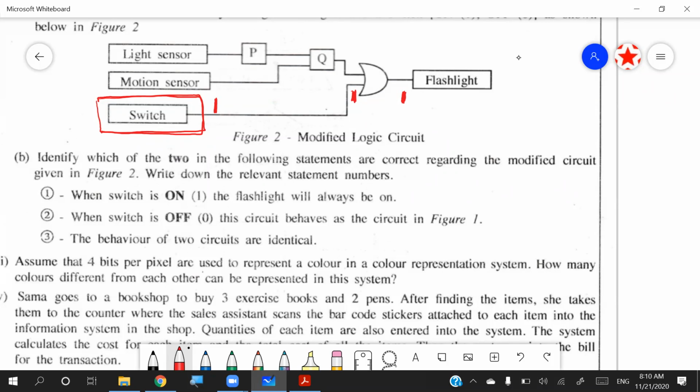Now, if you look into this carefully, this being 0 means it's like you are not having anything, right? That means the lighting up of the flashlight will depend on this particular input. Because if this is 1, the final output is going to be 1.